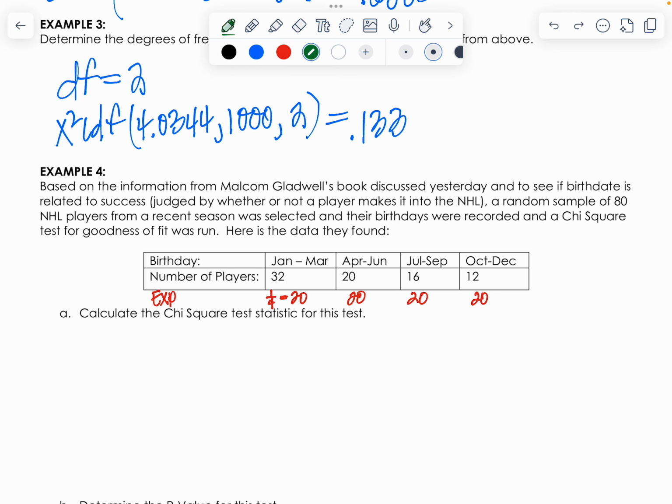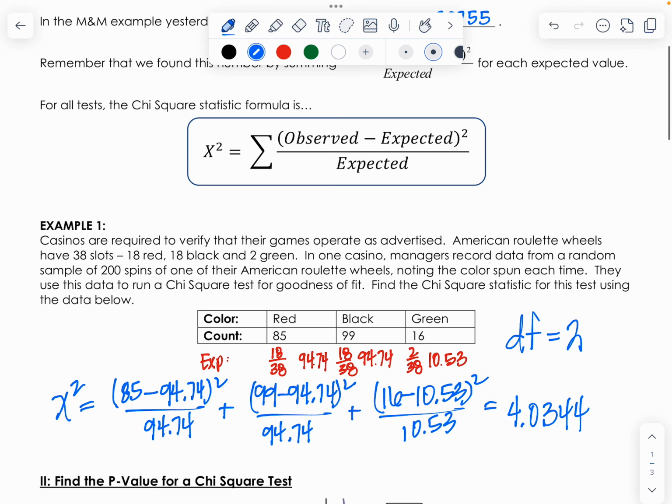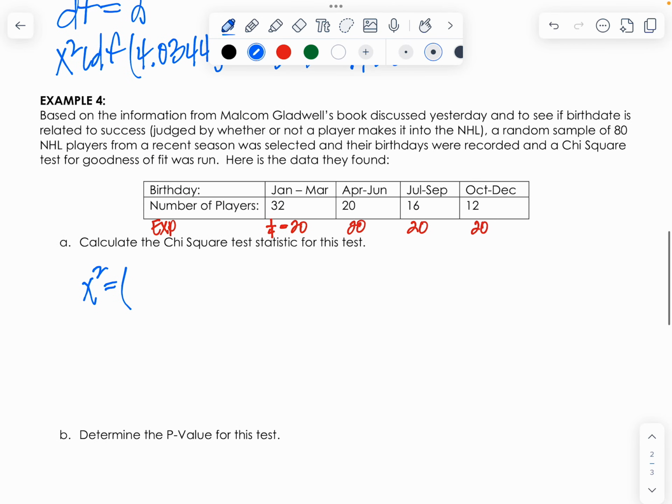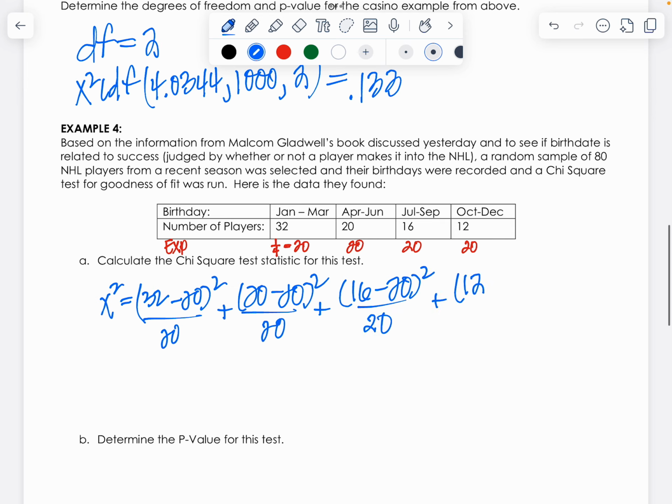So now our chi-squared statistic is equal to the observed, remember we're using our formula from up here, observed minus expected squared. So observed 32 minus expected 20 squared over the expected, plus observed minus 20 over 20, that's a lot of 20s. Then 16 minus 20 squared over 20, and then 12 minus 20 squared over 20. All right, so now I'm going to do a little calculator work.